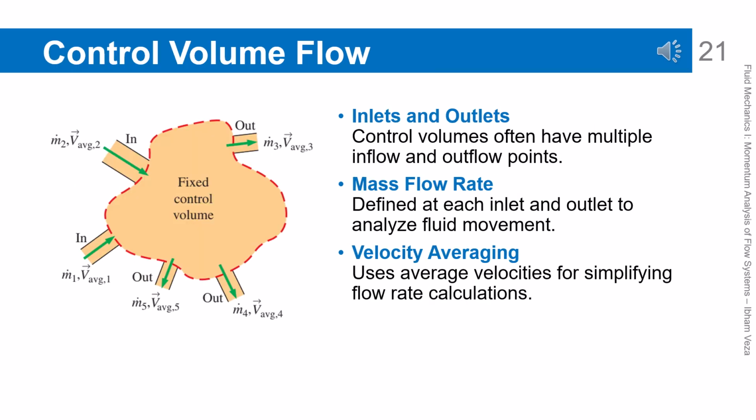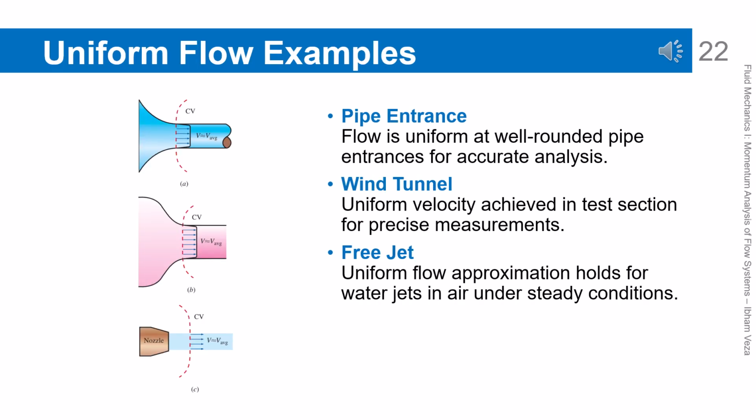A control volume may have more than one inlet and outlet. Each inlet and outlet has its own mass flow rate and average velocity. To simplify calculations, average velocity is often used at each cross-section. With this approach, the momentum contribution of each stream can be computed separately. All these contributions are then summed in the momentum equation.